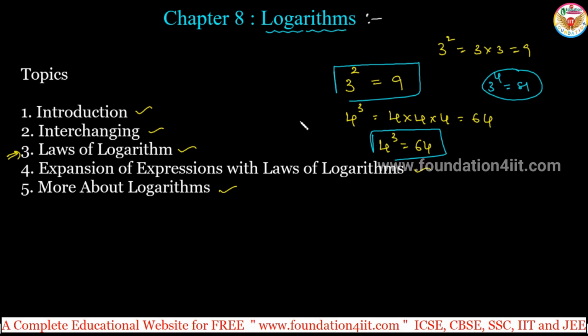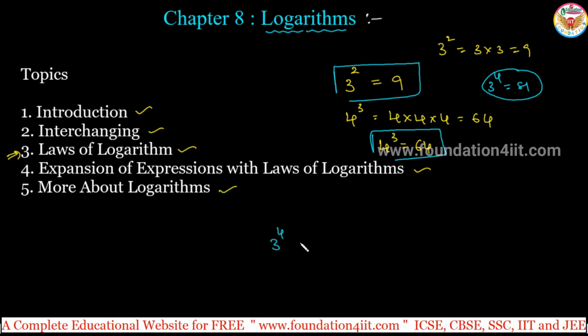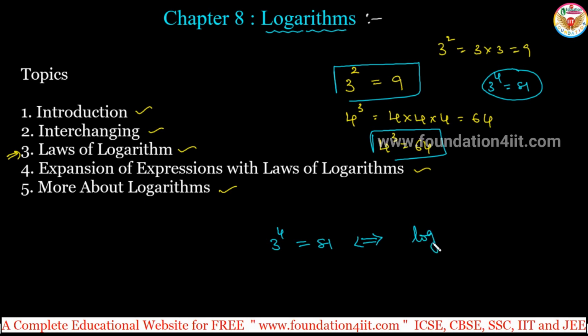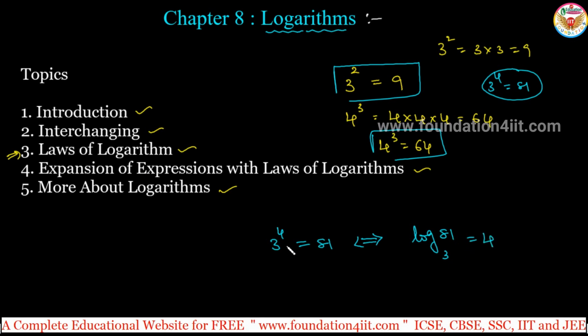Now this exponential form, how to convert into logarithmic form? Exponential form we already know, we studied expansions. Now you have to convert this into logarithmic form. For example, 3 to the power 4 is 81. This is in exponential form. In logarithmic form, you just use the word log. Instead of writing the full word logarithm, write log. Log 81 to the base 3 is equal to 4. So this is the exponential form to logarithmic form conversion.